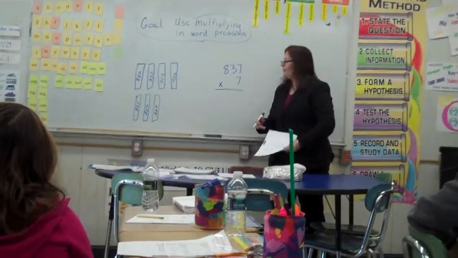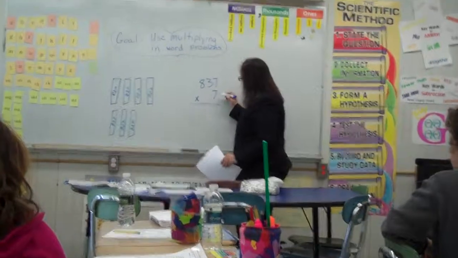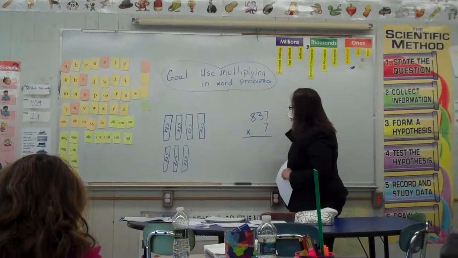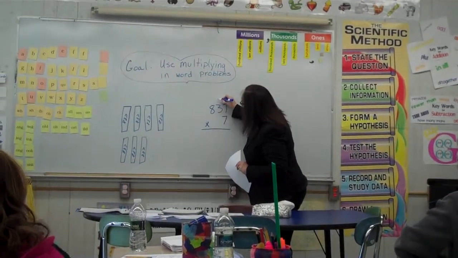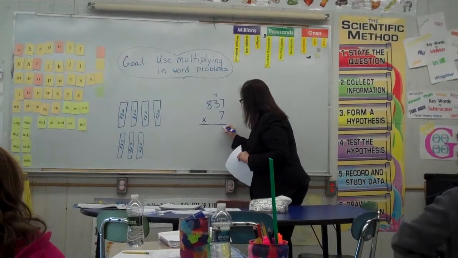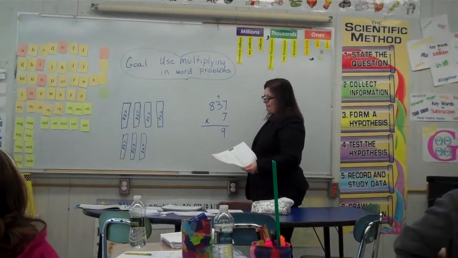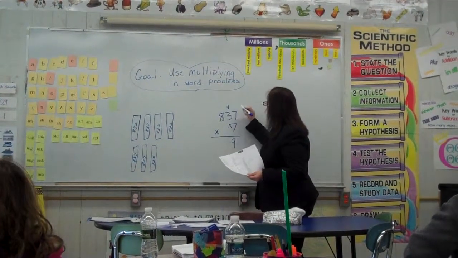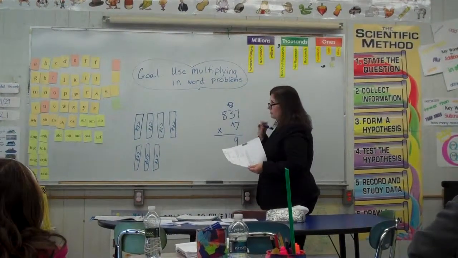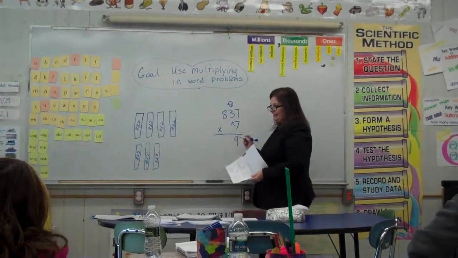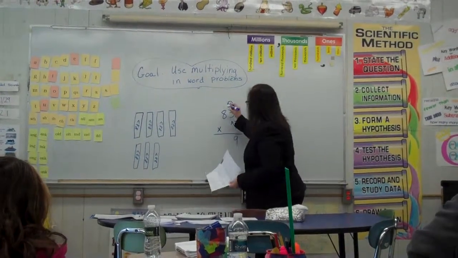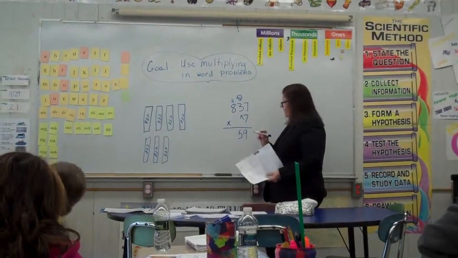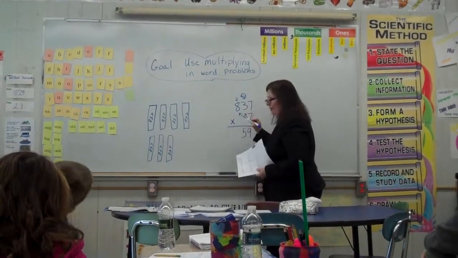All right, Alberto, it's all you. Where do we start? We start with the 1s. Good. 7 times 7 equals 49. Okay, so how do I write that? Put the 4 on top. We're going to regroup. And put the 9 down. Beautiful. Now what? 7 times 3 equals 21. Good. Plus 4 equals 25. Good. How do I write that? Put the 2 up with the 8 and put the 5 down. Excellent. Now what? 7 times 8 equals 56. Wow, that was a good one.